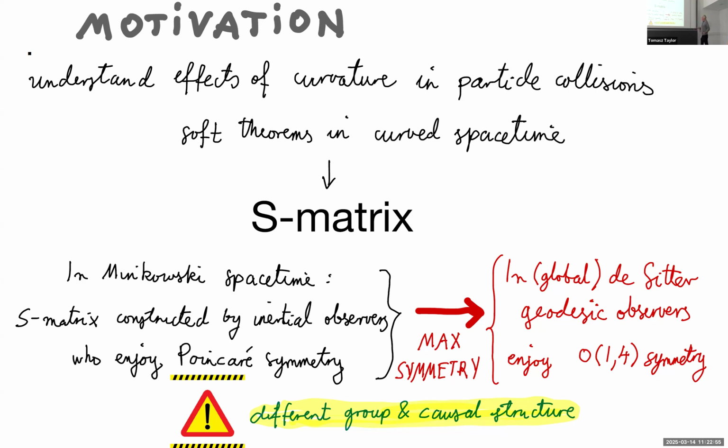So that's the basic thing, and that's the way we will go. Of course, the difficulty when you go to de Sitter space-time is that the de Sitter group will be different, and the causal structure will be different from Minkowski space-time. So these are the problems that we are going to face.